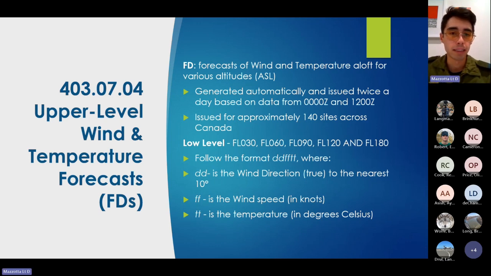So for low level winds, they're going to be for 3,000 feet above sea level, 6,000 feet, 9,000 feet, 12,000 feet, and 18,000 feet. And they follow the format of DDFFTT. So the first two digits are going to be for the wind direction in degrees true to the nearest tenth. The two Fs are going to be for the wind speed, and then the T for temperature in Celsius.